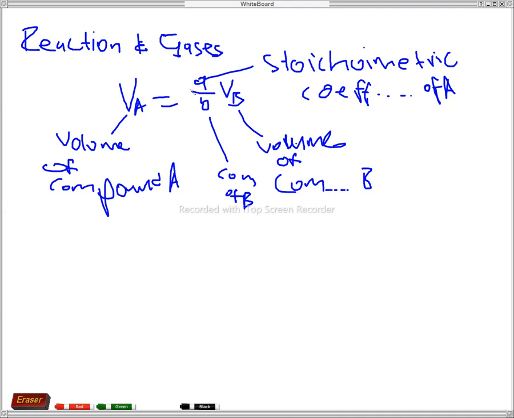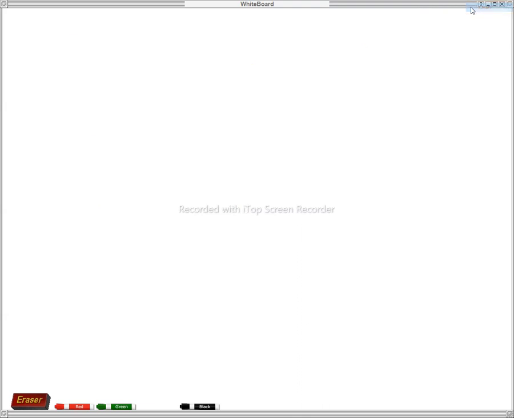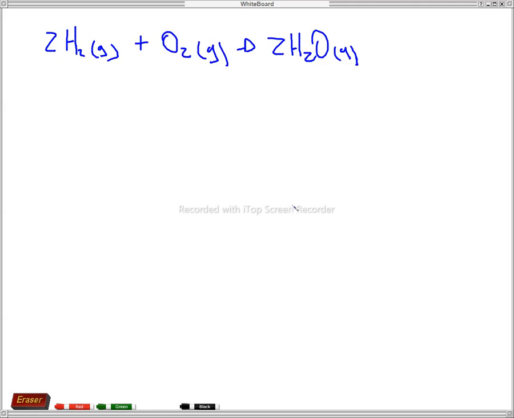So moving forward here, I'm just going to do an example for you applying this formula. So in this case, I was given 2 hydrogen gas. Let me just write it. 2 hydrogen gas. I was given this formula there, or the equation there.